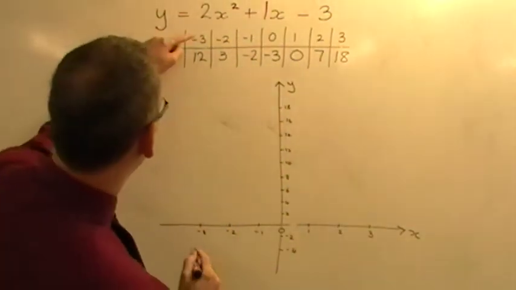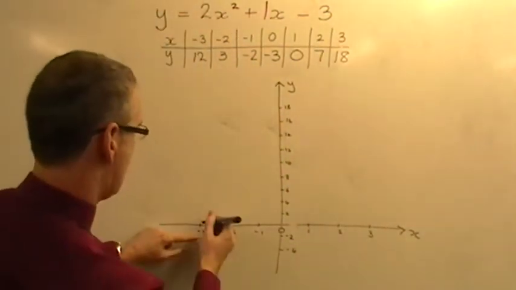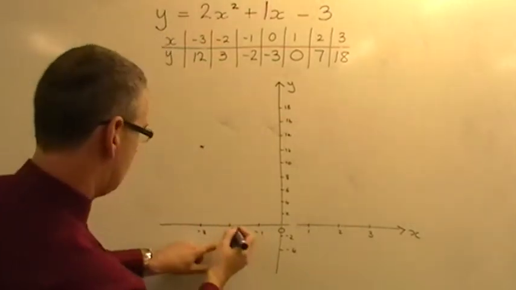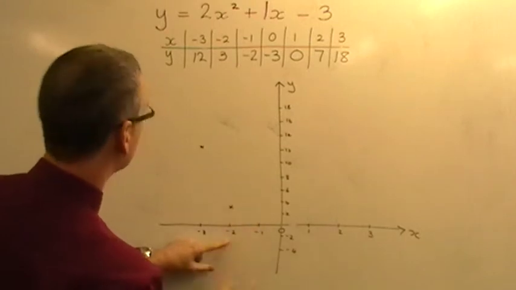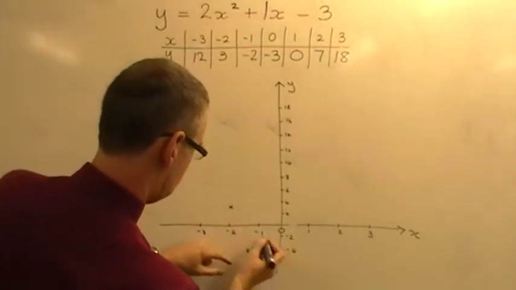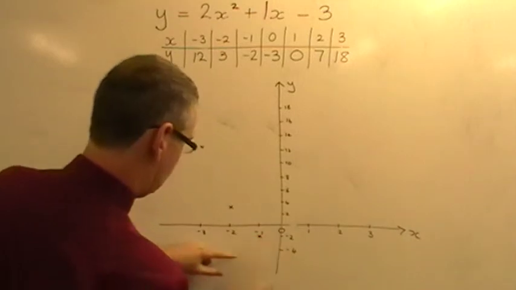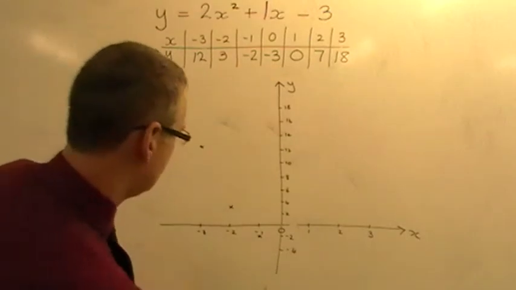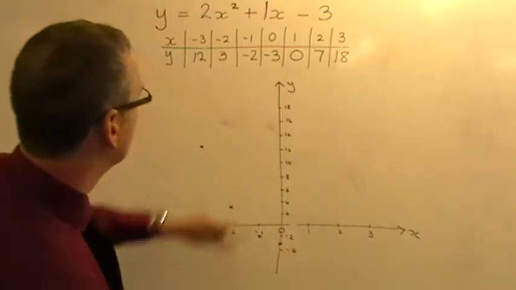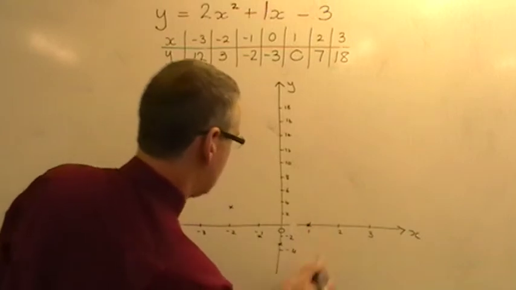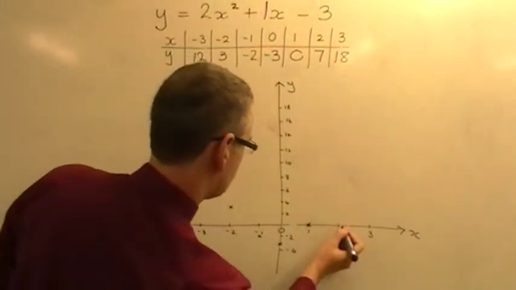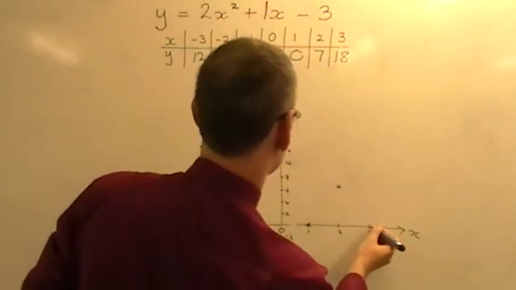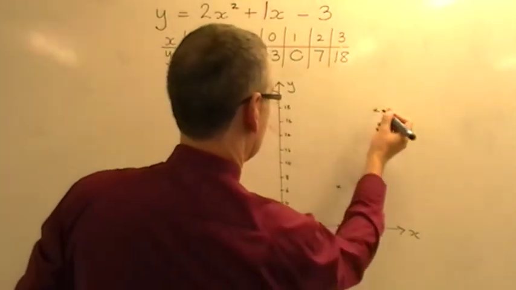Let's plot the points. Minus 3, 12, minus 3 and up to 12. We get that. Minus 2, 3 goes there. Minus 1, minus 2 is a little bit squashed, but you can just about see that, I hope. 0, minus 3 is there. 1, 0 is there. 2, 7 is there. And 3, 18. 3 across and 18 up is there.